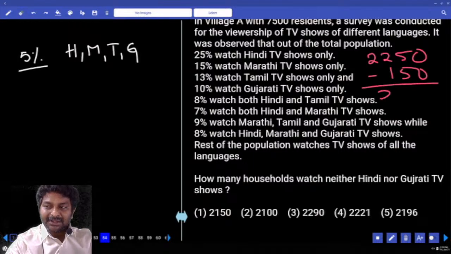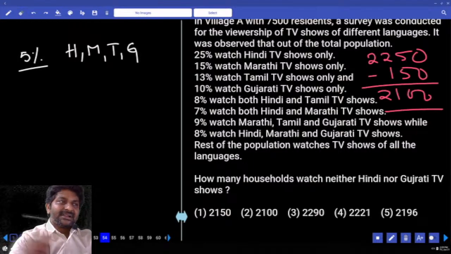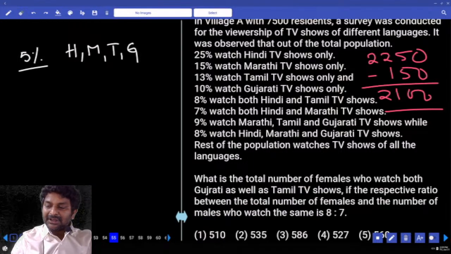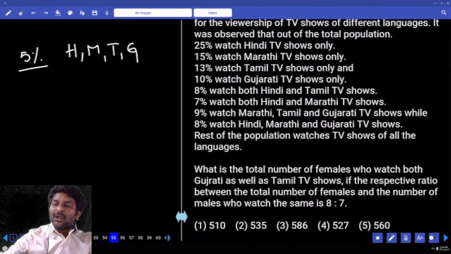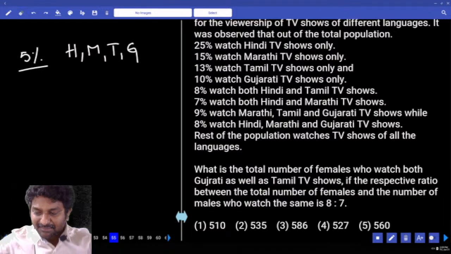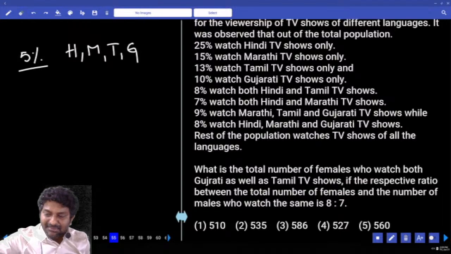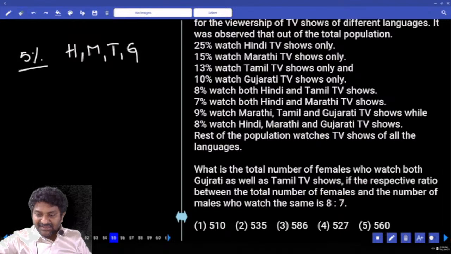150. If we subtract it, 2100. Second option. What is the total number of female who watch both Gujarati as well as Tamil shows, if the respective ratio between total number of female and total number of male watch the same is 8:7? Right.